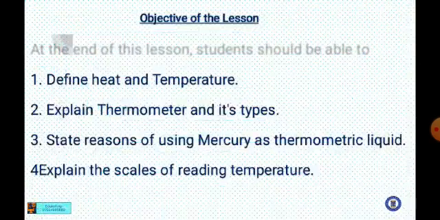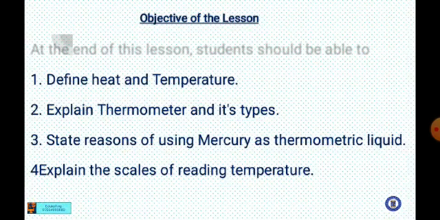Objectives of the lesson. The pupil should be able to define heat and temperature, explain thermometer and its types, state reasons of using mercury as thermometric liquid, explain the scales of reading temperature.